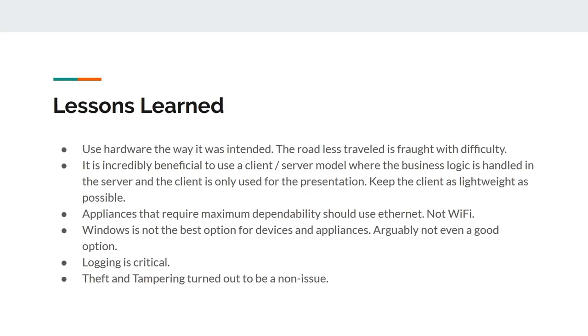And the last thing that's really kind of surprising to all of us is that theft and tampering really wasn't an issue. Nobody has messed with these things, not even to shut them off or anything. It's just been surprisingly quiet with them, and I'm really pleased about that.